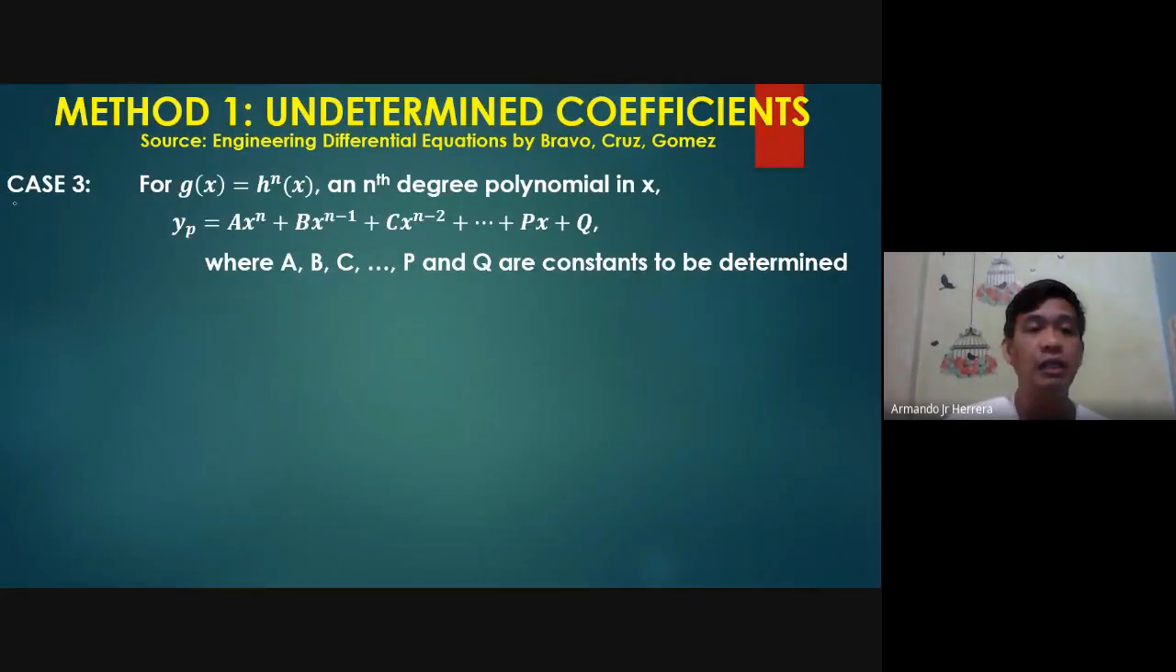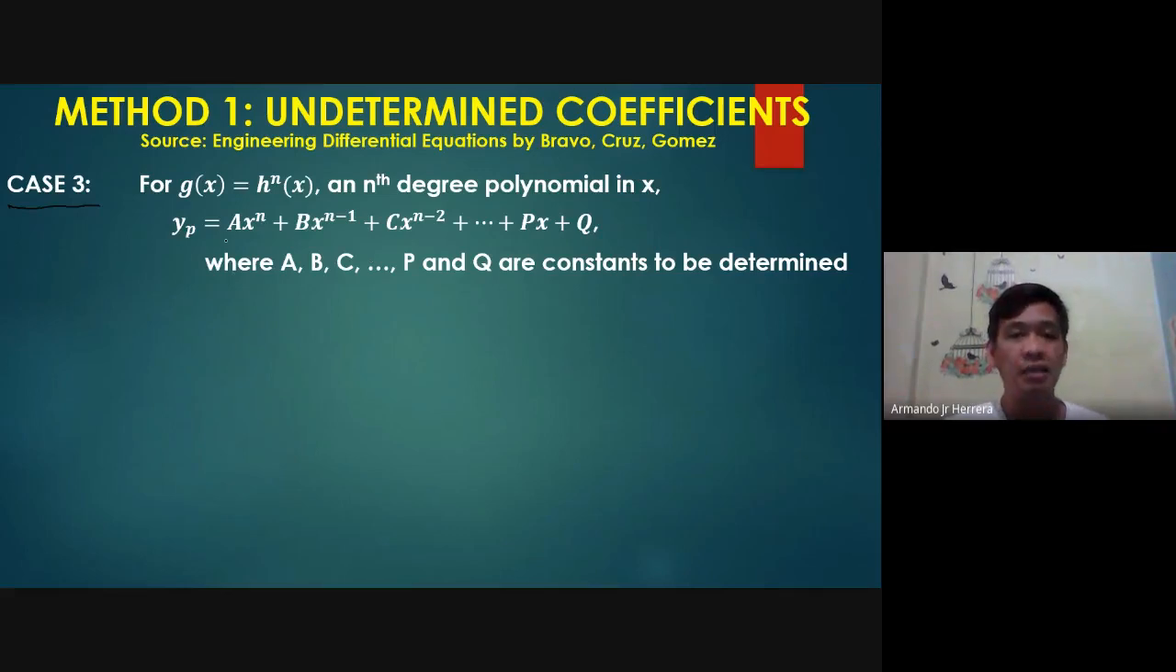Okay, so let's proceed with case 3. Case 3 is for g of x equal to h_n of x, where h_n of x is an nth degree polynomial in x. Again, it can be a polynomial in t. It depends kung anong ginamit nating independent variable.